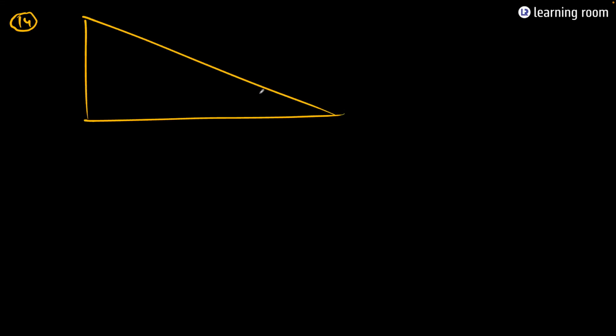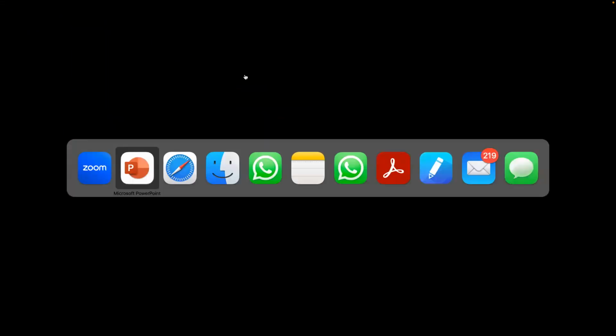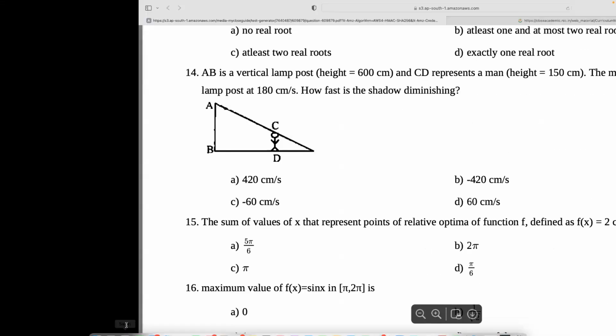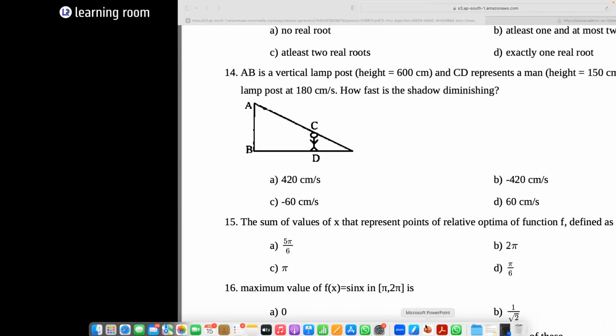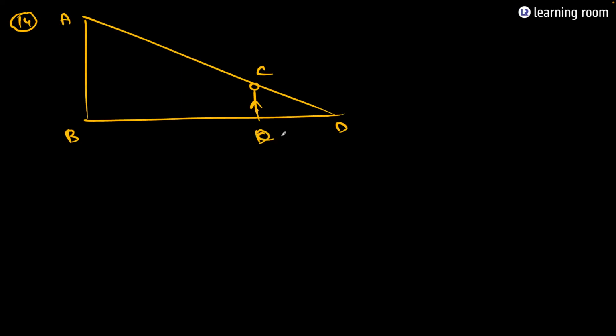So the 14th one. Here is a figure, A, B, C, D. What are the sides they gave? So ABCD is given like this. Sir, I can tell you the values. This CD is 600, 150, 600, 150, that's it.